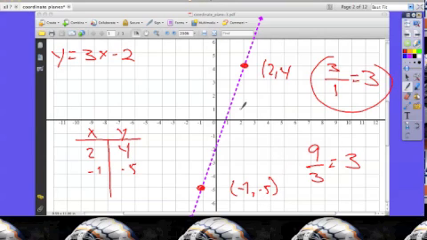So all we did here was we found the y-intercept where it crosses the y-axis. That goes here. We then figured out our slope, calculated our slope. That goes here.